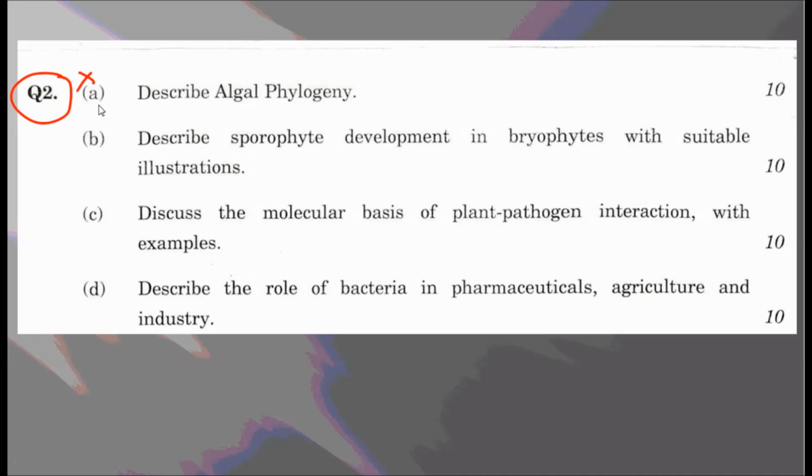The question number 2 is split into 4 parts, with each part carrying 10 marks. That means again question number 2 has 40 marks, 10 marks for each sub-question. So the first sub-question is: describe the algal phylogeny.